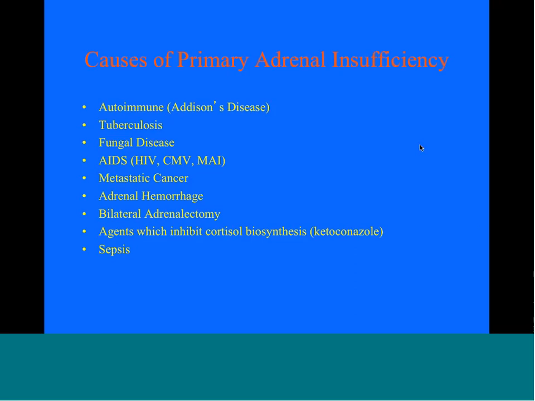Metastatic cancer, adrenal hemorrhage, bilateral adrenalectomy, patients that had surgery for Cushing's disease, and they remove their adrenals, for example, can get adrenal insufficiency or do get adrenal insufficiency. Agents which inhibit cortisol biosynthesis, of which ketoconazole is the most well-known one, and sepsis can also give you adrenal insufficiency, overwhelming infection.